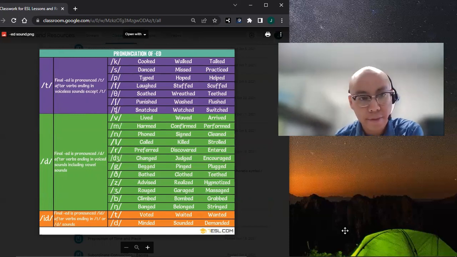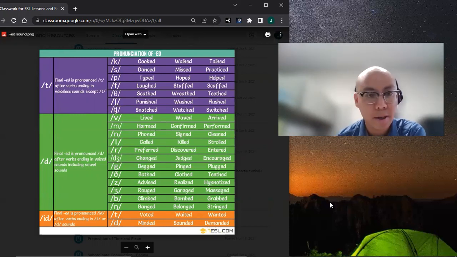Hopefully this helps. If there are any questions, please let me know. The important thing, again, this is for verbs, and it is based off of the last sound before the ed, not the last letter, the last sound.